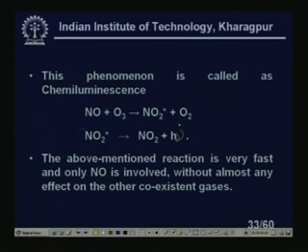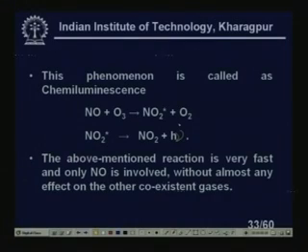The above mentioned reaction is very fast and only NO is involved, almost without any effect of the other coexistent gases. This you should also remember, because it should not react with the other gases, so the concentrations of other gases cannot be detected by that type of method. The phenomenon is called chemiluminescence. So the nitrogen oxide reacts with ozone, making nitrogen dioxide in the excited state, which goes back to normal nitrogen dioxide.